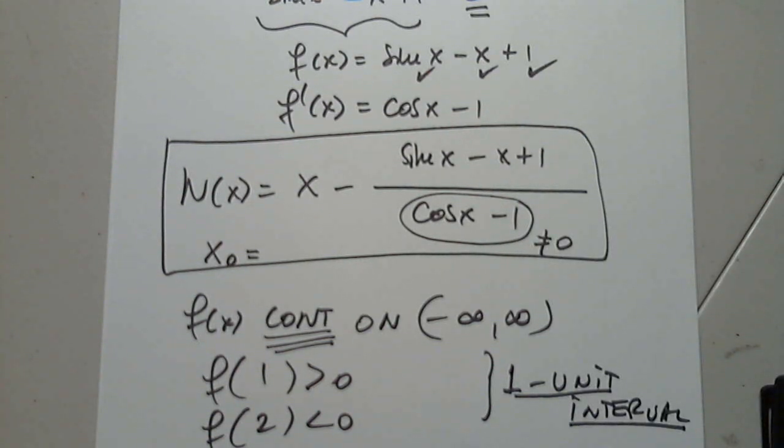So now we have to choose. Which one do we want to choose as our initial value or first iteration?